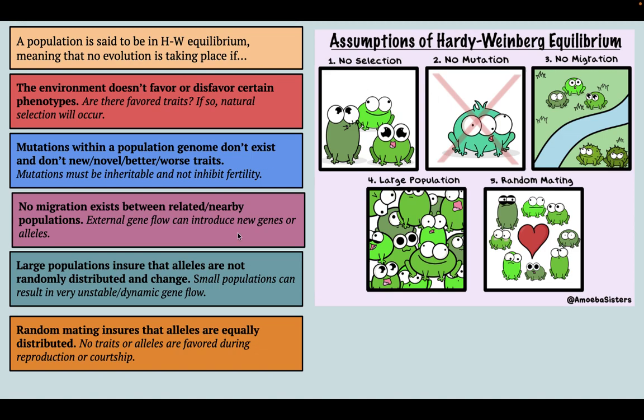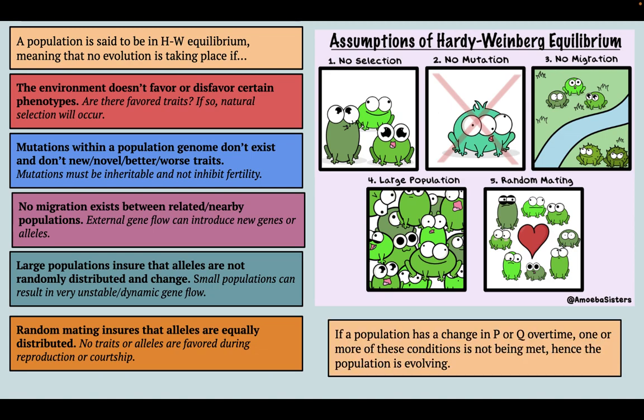So again, a population will not evolve if all 5 of these are true. There's no natural selection, there's no mutations, there's no migration, the population is large, and there's no non-random mating. But if you sexually select for mates, you have a small population, you have migration, you have mutations, or there's natural selection, there will be evolution. It takes all 5 of these to be true to have no evolution. Only one of these has to be true for evolution to occur.